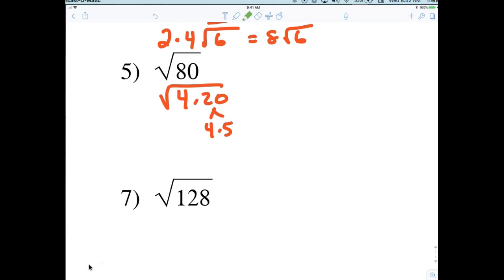All right? Now, help me out. What's the square root of 4? 2. So they come out as a 4. 4 radical 5. Yes, now you're getting it. 4 radical 5. All right?